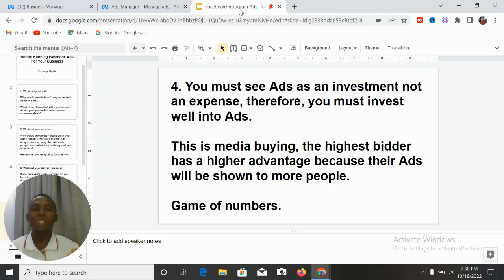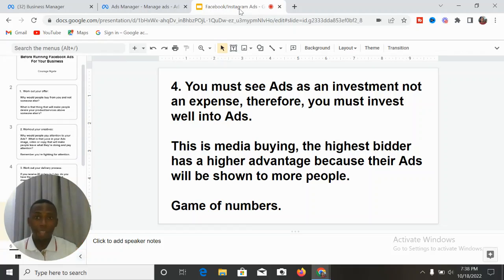The fourth one is that you must see an advert as an investment and not an expense. This means that you must invest well into advert. Those days of spending 1,000, 2,000 are gone. If you spend 3,000 on ads these days, you may not even see any tangible, any reasonable results. I'm talking of Naira, not dollar, not other currencies. Naira here, because I live in Nigeria.